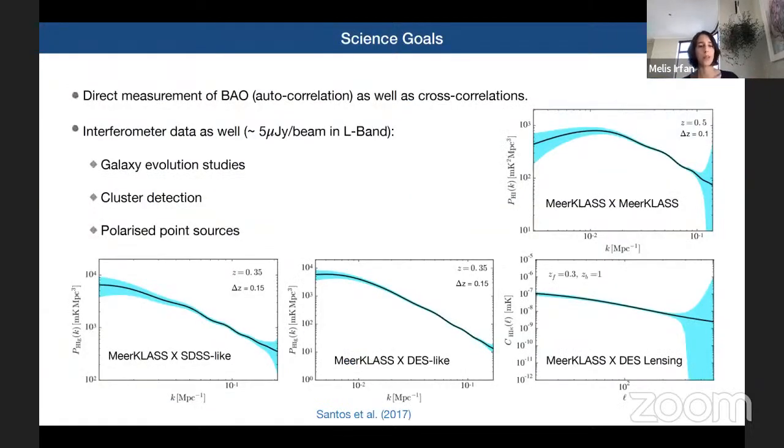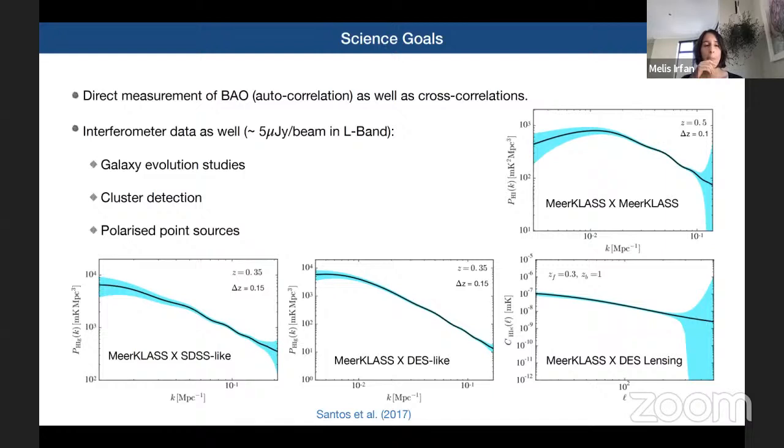So the primary goal of MIRCLAS is a direct measurement of the BAO. So we'll be making autocorrelation power spectra of the integrated HI temperature. What I'm showing here are our expectations for the measurements and the errors that we expect to see for a survey done with the 64 dishes across 4,000 hours and 4,000 square degrees. We will also be doing observations across areas of the sky that overlap with existing optical galaxy surveys. So we should be able to do cross correlations with spectroscopic surveys, photometric surveys, and also lensing maps.